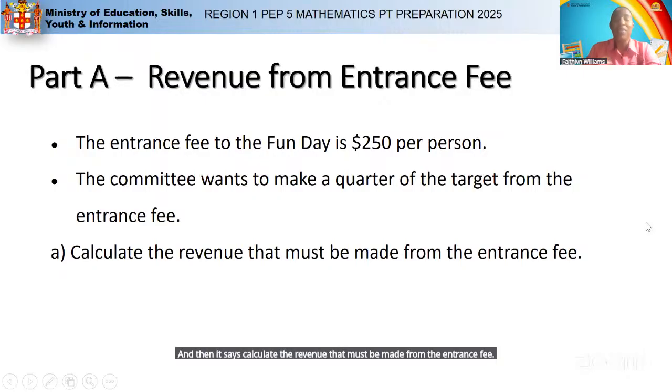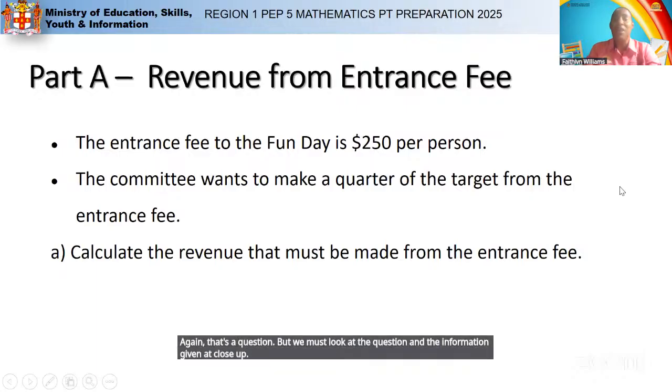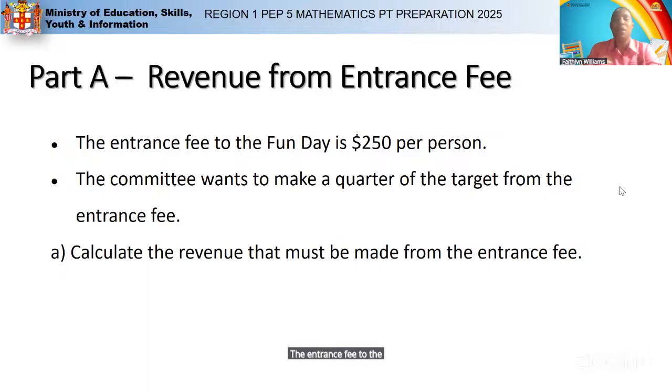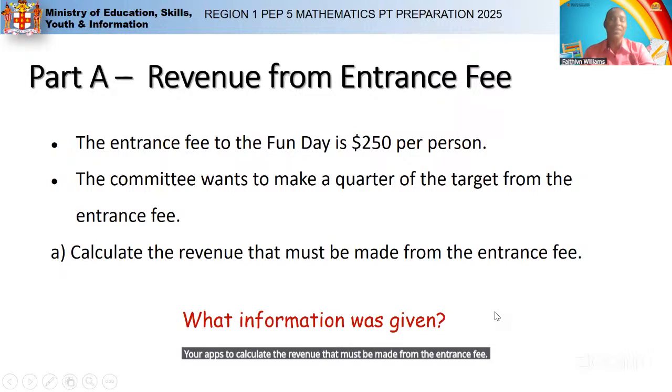Again, that's a question, but we must look at the question and the information given at close-up view. The entrance fee to the fun day is $250 per person. The committee wants to make a quarter of the target from the entrance fee. You're asked to calculate the revenue that must be made from the entrance fee. Now, based on that, let's just engage me a little here.